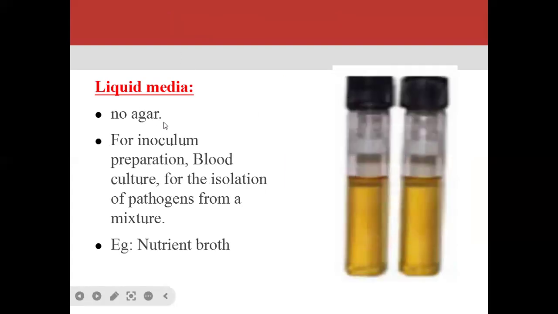Next, liquid media. Liquid media is prepared without adding agar. If you do not add agar, then automatically the culture media will be in the liquid state. This is helpful for inoculum preparation, for blood culture, and even for isolation of pathogens from the mixture. Example, nutrient broth.